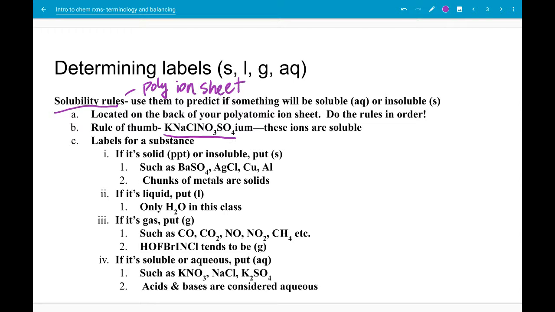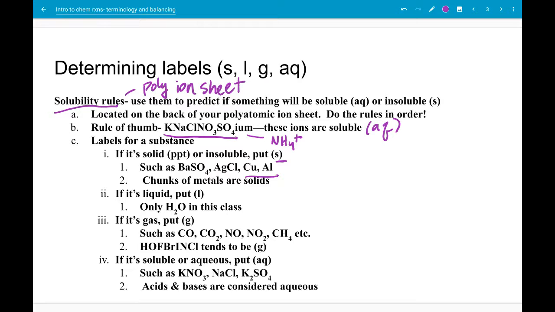There is this general rule of thumb. So these ions: potassium, sodium, chlorine, nitrate, sulfate, and this ium is for ammonium. If compounds have a combination of those ions, it's going to be soluble, meaning we are going to label it aqueous. So in general, if it's a solid precipitate or insoluble, you're going to put an S next to the compounds. If you look at the solubility rules, barium sulfate and silver chloride would be indeed insoluble, so they would be solid. If you have a chunk of metal, those are going to be solids.